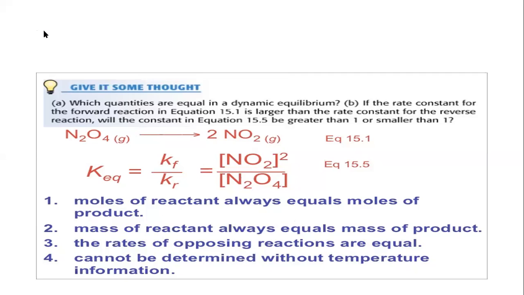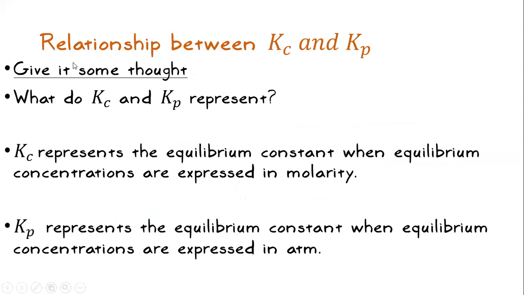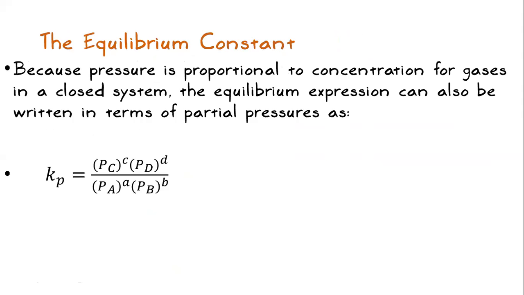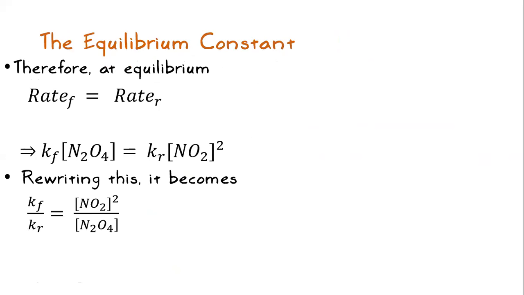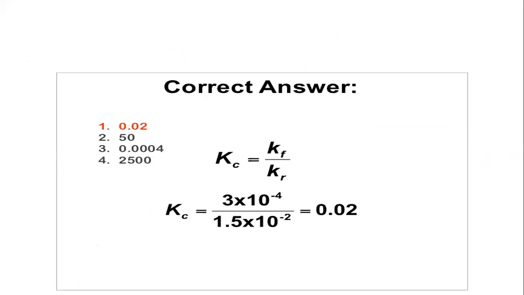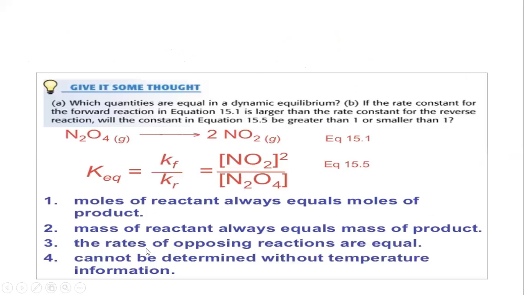When you go to the previous slides, it's just that they have changed the grammar here. You see. Therefore, at equilibrium, the rate of forward reaction is equal to the rate of reverse reaction. So this is what we learned, and you are supposed to apply this in this objective question. So the rates of opposing reactions are equal.